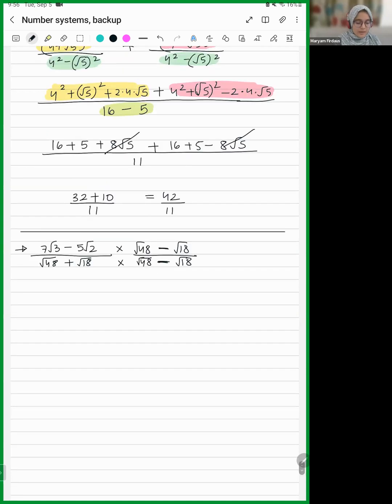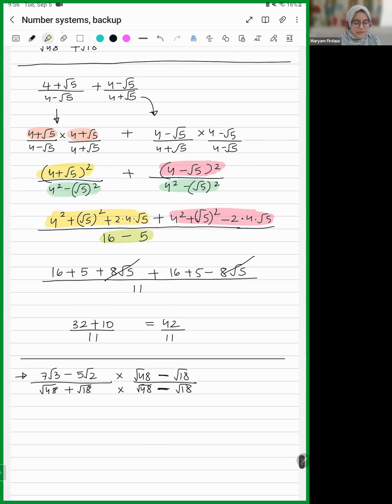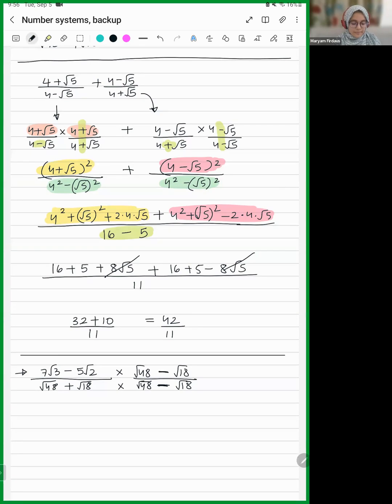If you can take a look at this as well. Here we had a minus, so we multiplied it with something which had a plus. And here we had a plus in the denominator, so we multiplied it with something which had a minus. So you have to just look at the denominator and multiply accordingly.